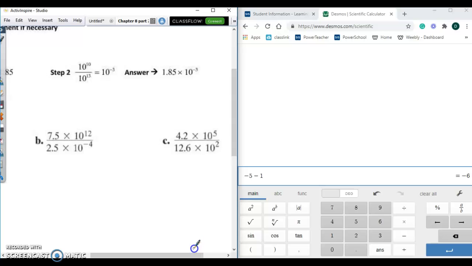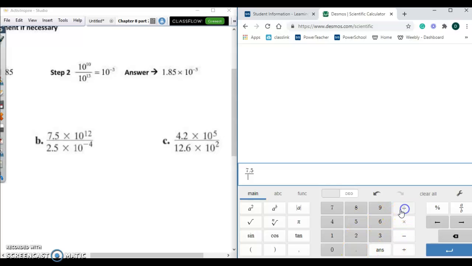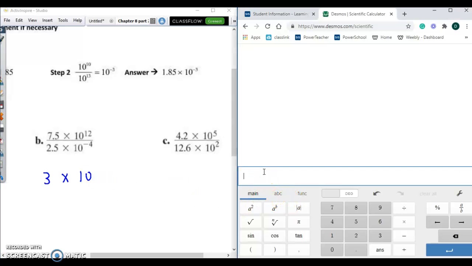All right, pause this and try these next two, and then we'll unpause it and go over it. So we have 7.5, and we're going to divide that by 2.5. That gives us 3. 3 times 10, and now we have to do our exponents. The top exponent minus the bottom exponent. So 12 minus, and then we have to put that second minus in there for the negative 4. And it gives us a positive 16. Because that 3 is between 1 and 10, no more adjustments. That is the final answer.